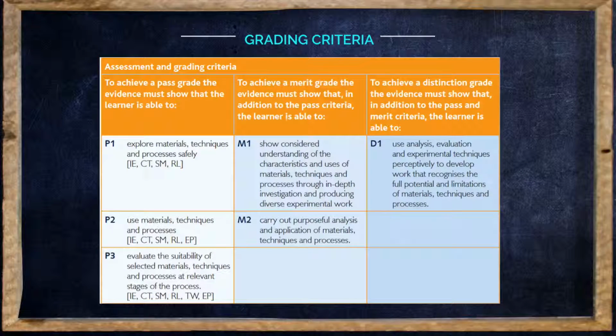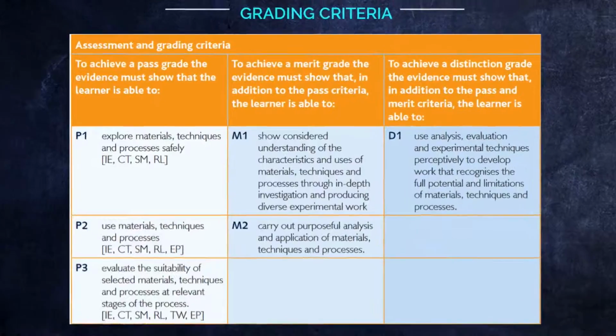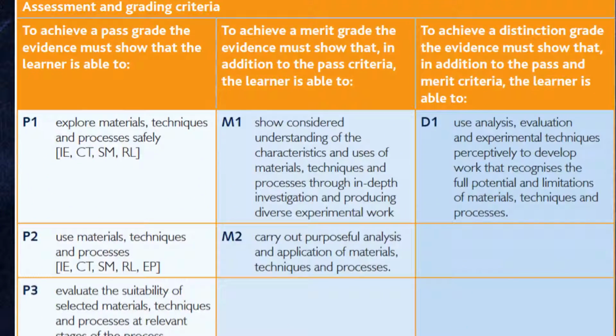So let's jump into the unit grading criteria. Pass 1 and Merit 1. For Pass 1, you need to explore materials and techniques and use them safely. So you need to write about how to use this media safely. Make sure you add some of the health and safety stuff in there. So you need to experiment with them.